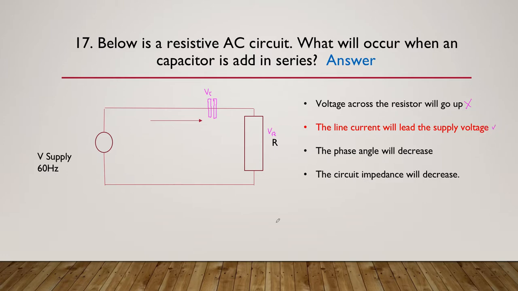The phase angle will decrease. Well, before we put the capacitor in, here was the phase angle for the voltage across the resistor. Here's the voltage across the resistor. Yep, so no, that's not going to happen. So the phase angle will decrease. Probably not. It's probably going to increase.